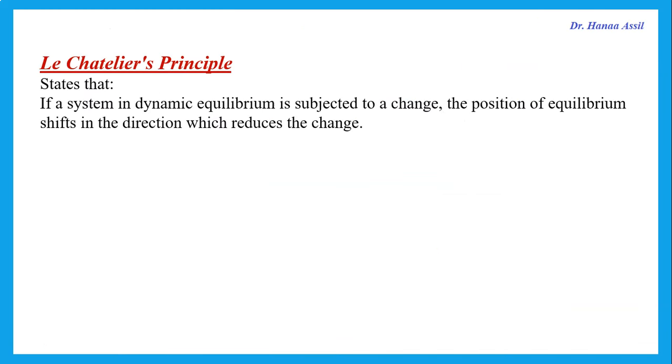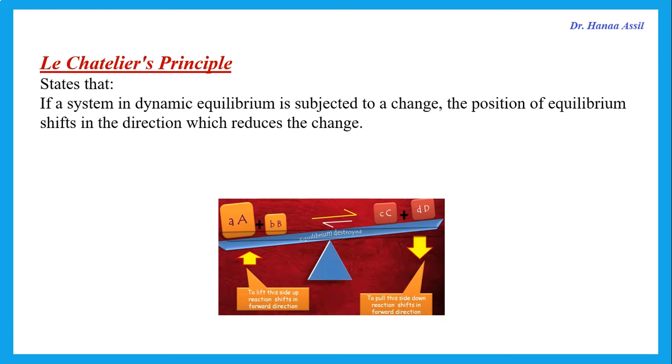Le Chatelier's principle states that if a system in dynamic equilibrium is subjected to a change, the position of equilibrium shifts in the direction which reduces the change. So if we have dynamic equilibrium and then we do something to upset it, the point of equilibrium will shift so that it reduces this change, so that it returns back to the original state.